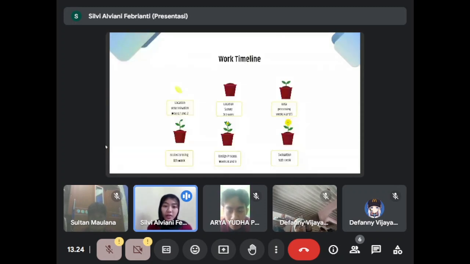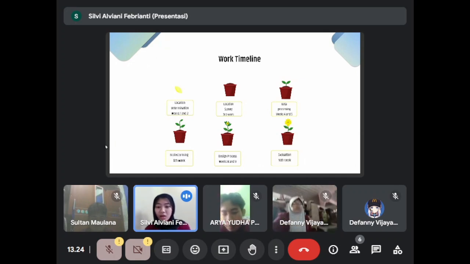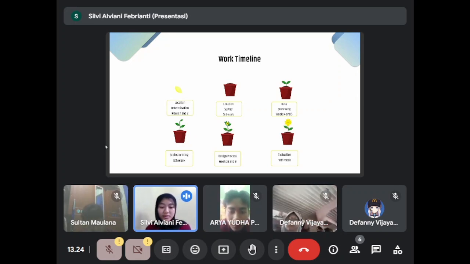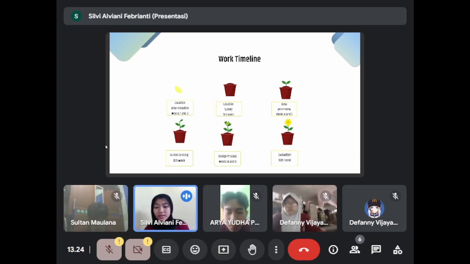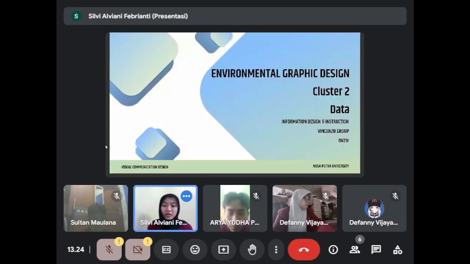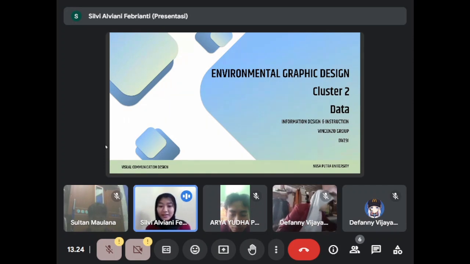And next, I will explain the work timeline. For weeks 1 and 2, we have location determination, and third week, we have location survey. Weeks 4 and 5, data processing, and next is week 6, brainstorming. Weeks 7 and 8, design process, and the last one is week 10, evaluation. So, the next cluster will be explained by Sultan and Devani.